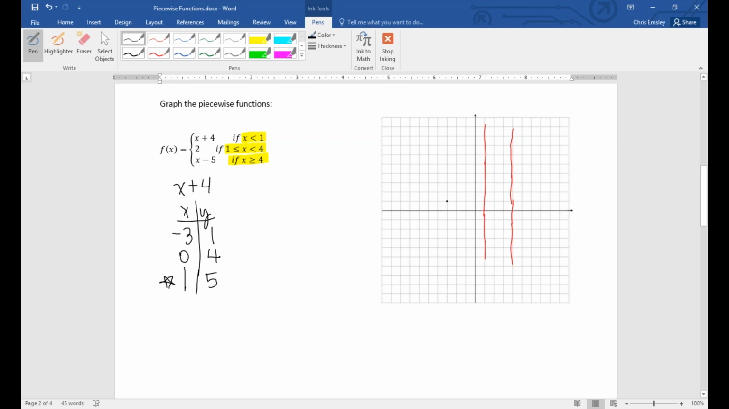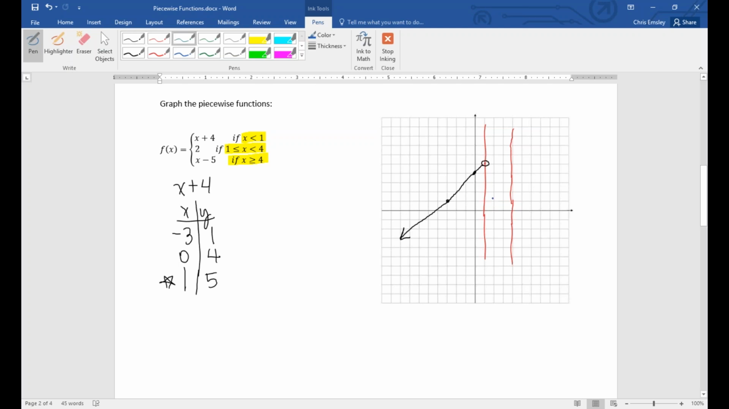So -3, 1, 0, 4, and 1, 5. Remember that one's going to be our open circle. But to the left, this linear graph is just going to keep going and going because any x value less than 1 would fall under this function.